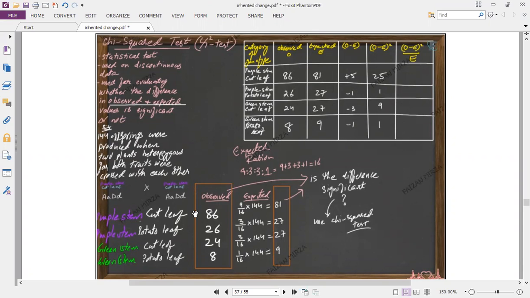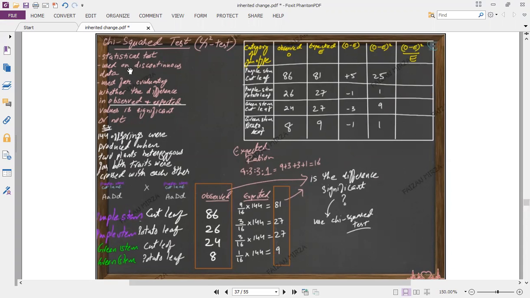So our observed value for the first phenotype was 86, but we ended up with 81. Our first value for the observed is different. So is this significantly different or not? Just compare 26 and 27, 24 and 27, 8 and 9. There is a difference between observed and expected. But is this difference significant or not? This is the big question. So this is where chi-square test comes in.